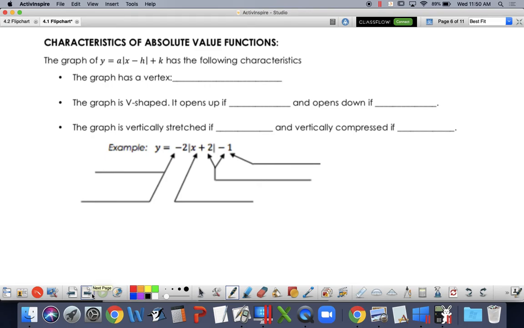So let's look at our parent function, but all I've done is I've thrown in that a, h, and k again that we're used to. So the graph has a vertex at the coordinate point. Remember, I'm going to take the opposite of what's in here, because inside the parentheses it was opposite of what we thought, so my vertex is at the coordinate point (h, k).